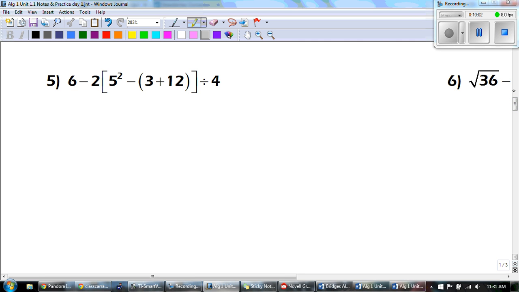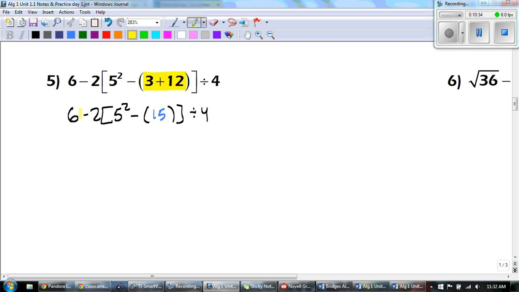The first thing that I see is there are a ton of parentheses here, okay? So when there are a ton of parentheses, we're going to go all the way to the center. And that's what we're going to do first. Everything else stays the same. So I have the 6 minus 2, the bracket 5 squared minus, divided by 4. So 3 plus 12 is 15.